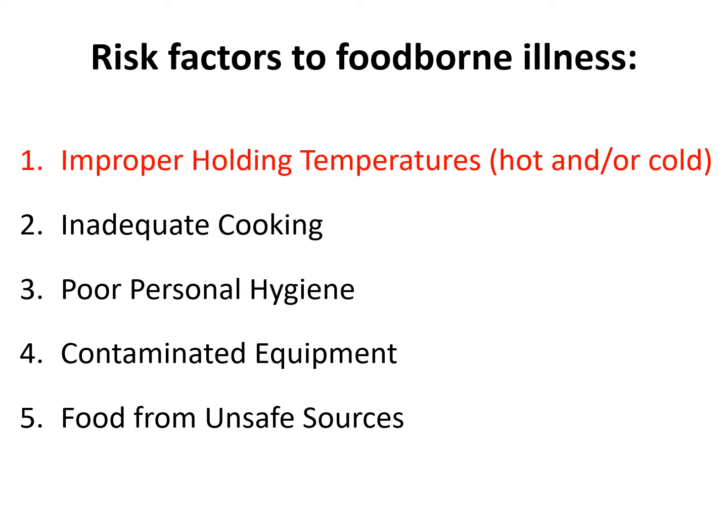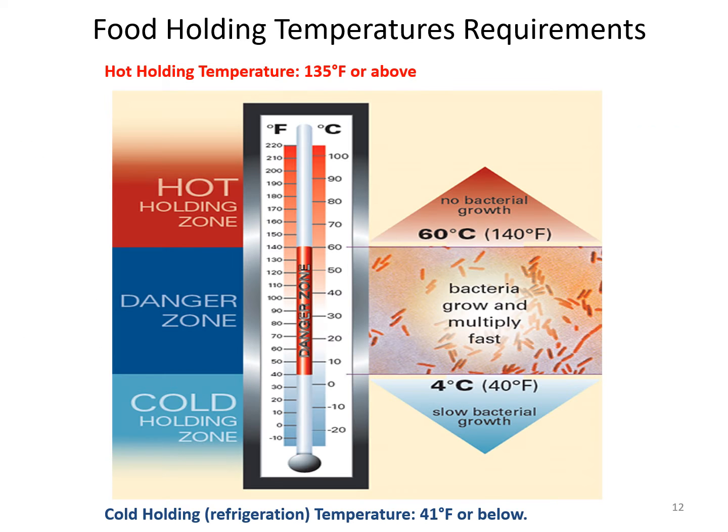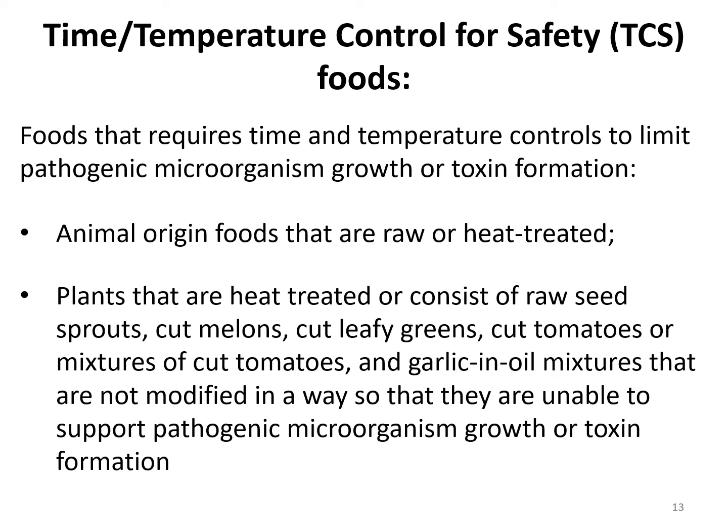Let's start with improper holding temperatures. Risky foods are required to be maintained or held at certain temperatures to stop or at least slow the growth of these pathogenic organisms we mentioned before. So, what are these risky foods? Risky foods are called time temperature control for safety foods, or TCS foods for short. They are basically any food that contains any part of an animal, any cooked fruits or vegetables, and a few select raw plant-based foods.